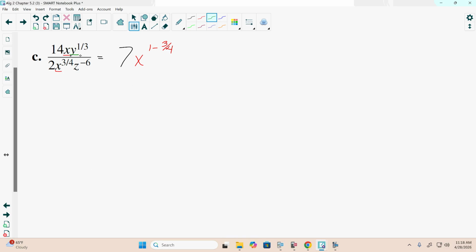The next variable we have on top is y. There is no y term on bottom, so we leave our y to the 1/3 on top. If the y to the 1/3 had been on bottom, we would have left it on bottom. Now the only other variable we have is z to the negative 6th. We cannot leave that exponent negative. We have to make it positive. And to make an exponent positive, we've got to move it from the bottom of the fraction to the top, or top to the bottom.